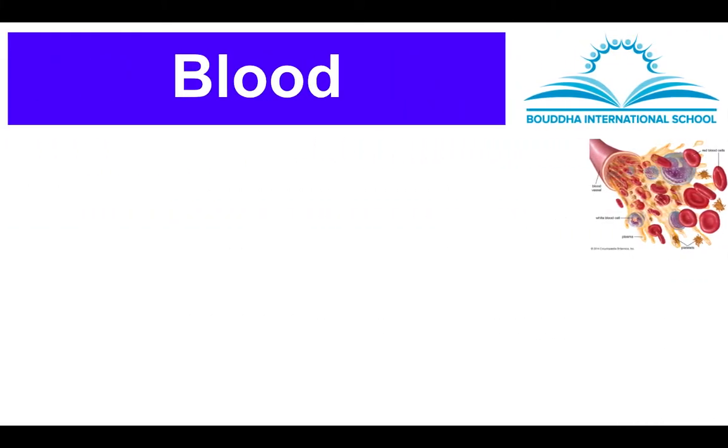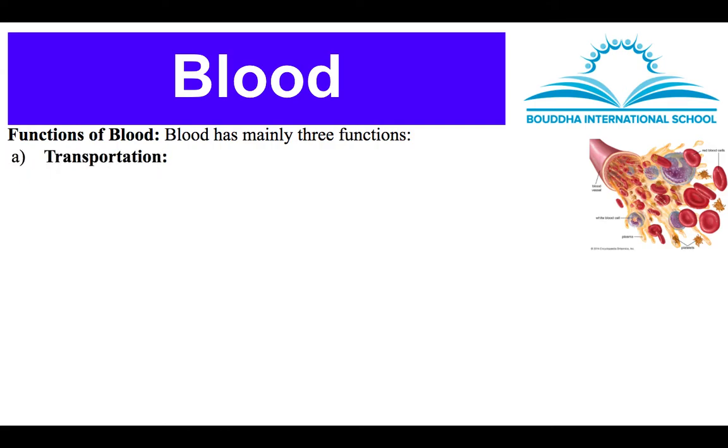Now let us go to another topic, the function of blood. Blood has mainly three functions. It can be asked, write any three functions of blood. If this question is asked, you will get 3 marks because it has three functions. One is, of course, that blood is a fluid and it is circulated throughout the body. That means the main function of blood is to transport. That's why the first function is transportation.